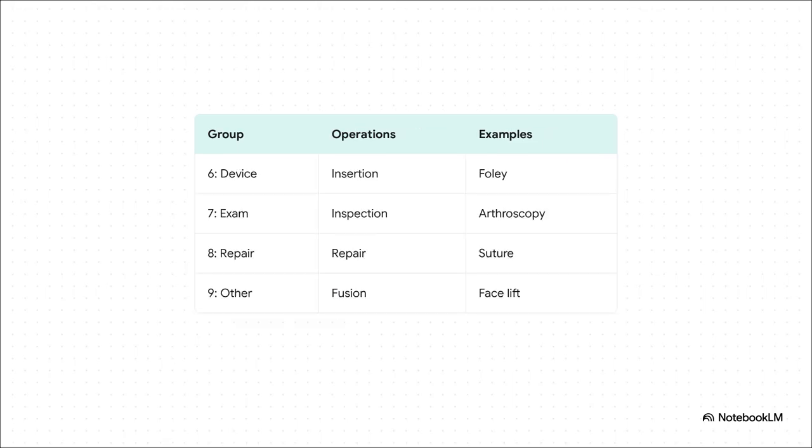And finally, here is the rest of your taxonomy neatly categorized for you. Group 6 always involves a device. That's your insertion, replacement, revision, and removal. Group 7 is for examination only, like doing an inspection via a diagnostic arthroscopy. Group 8 is for other repairs, meaning restoring an anatomic structure when no other root operation applies, like a simple suture of a laceration. And lastly, Group 9 handles other objectives, including fusion, creation, and alteration, which modify structure without affecting function, like a cosmetic facelift.